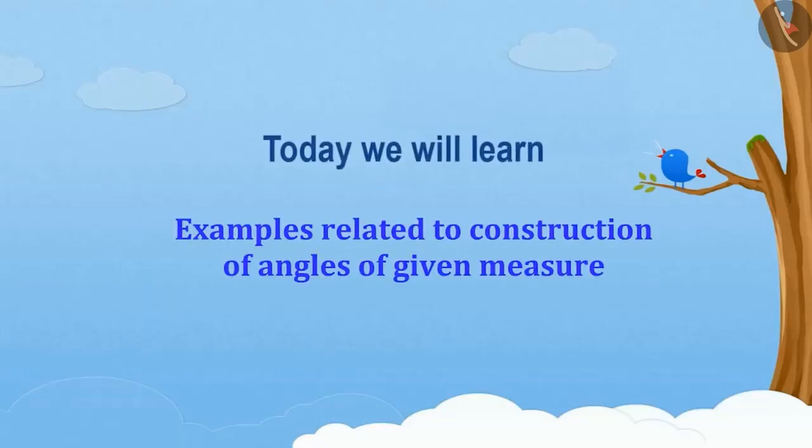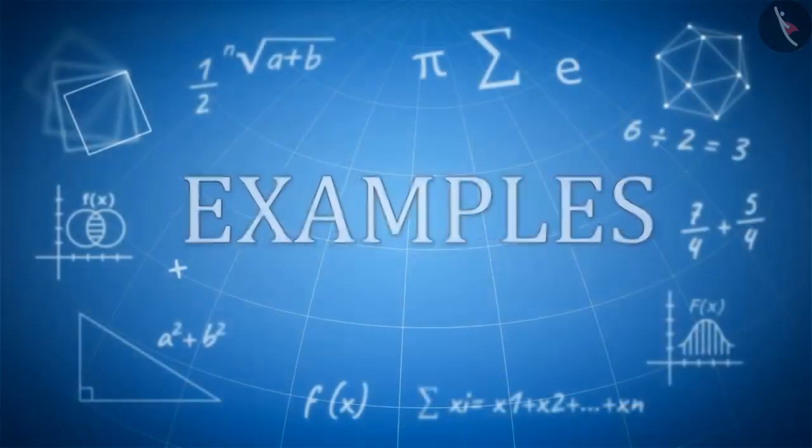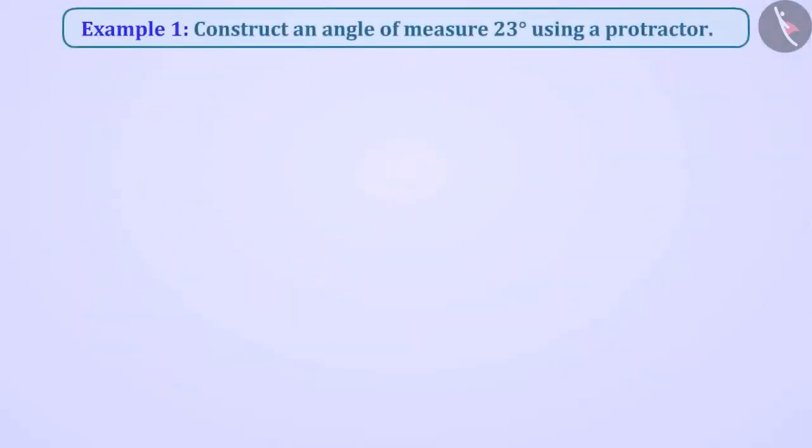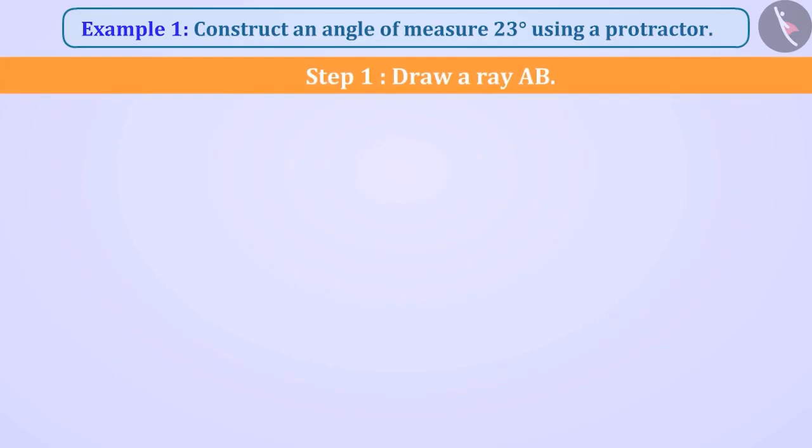Today we will learn examples related to construction of angles of given measure. Example 1. Construct an angle of 23 degrees using a protractor. Step 1. Draw a ray AB. First, we will draw a ray AB.